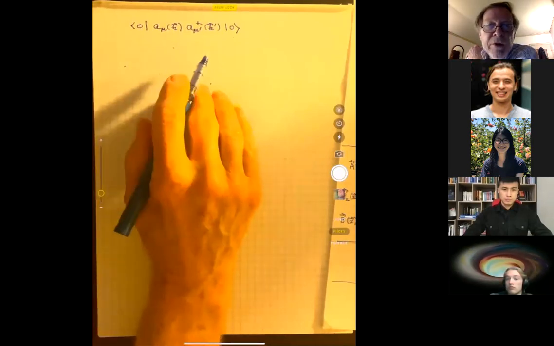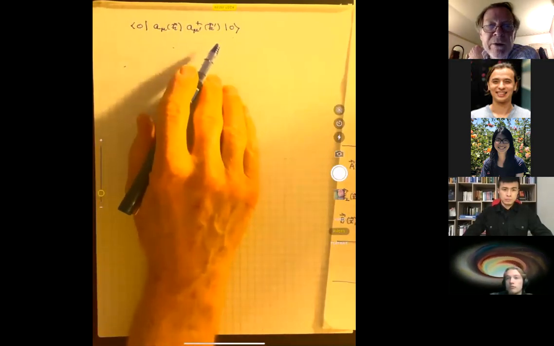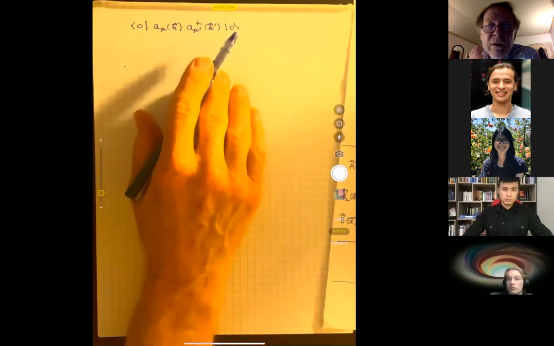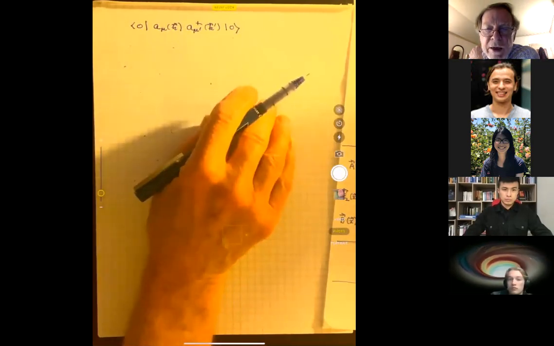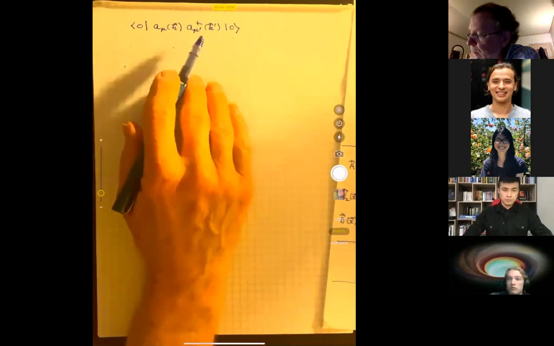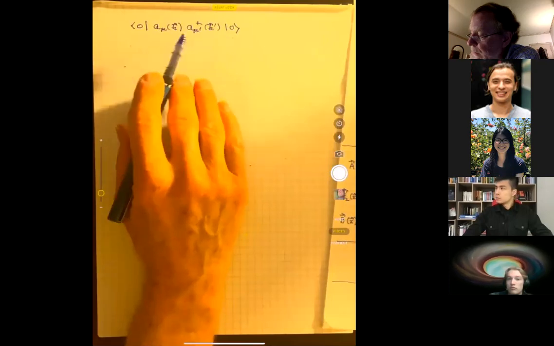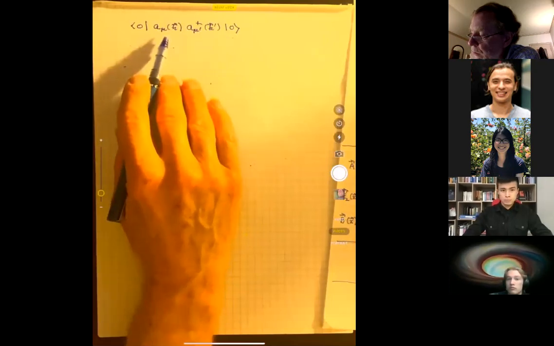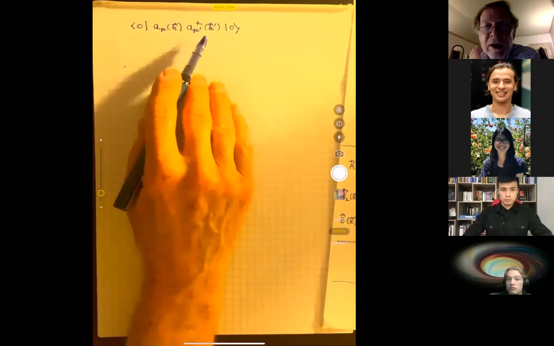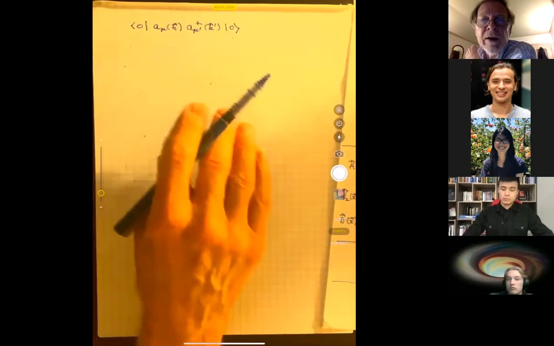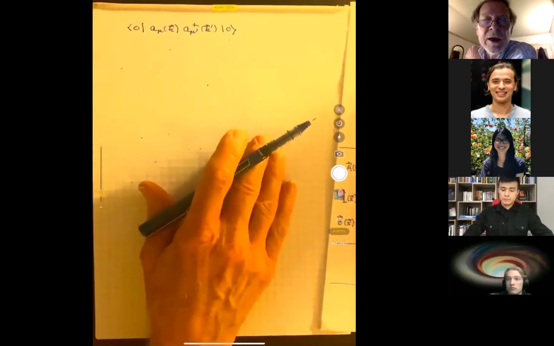I'll remind you that if you have an annihilation operator next to the vacuum ket, the answer is 0. Likewise, if you have a creation operator against the vacuum bra, that answer is 0 also. But that's not what we have here. We have the dagger against the ket and the annihilation operator against the bra. So this matrix element is non-zero. We'd like to evaluate what it is because it comes up several times.